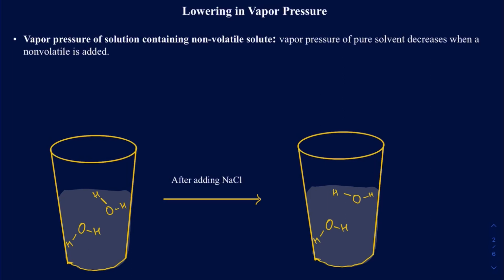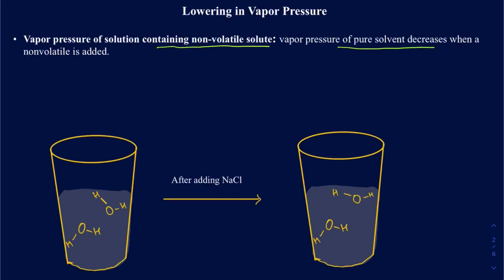Alright folks, in this video we're going to be talking about four different types of colligative properties. Starting out with the first one, which is called the lowering in the vapor pressure. Anytime you have a non-volatile solute in a given solvent, the vapor pressure of that particular solvent will decrease as soon as it makes the solution, whenever you add a non-volatile solute.